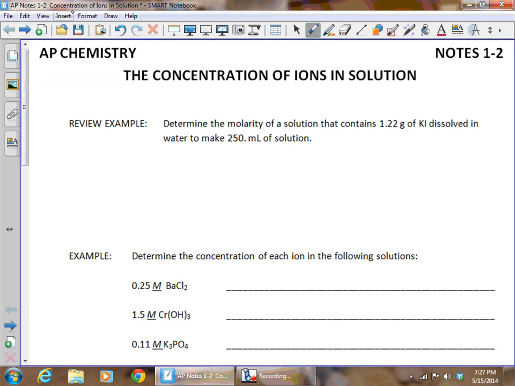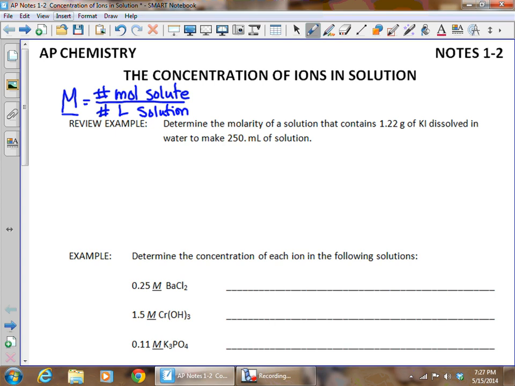Our next set of notes deals with the concentration of ions in solution. But before we talk about concentration of ions, let's review a little bit about concentration in general. When we're in chemistry, we virtually always deal with concentration in terms of molarity. And remember, molarity is the number of moles of our solute, whether it is salt or sugar or whatever, divided by the number of liters total of solution.